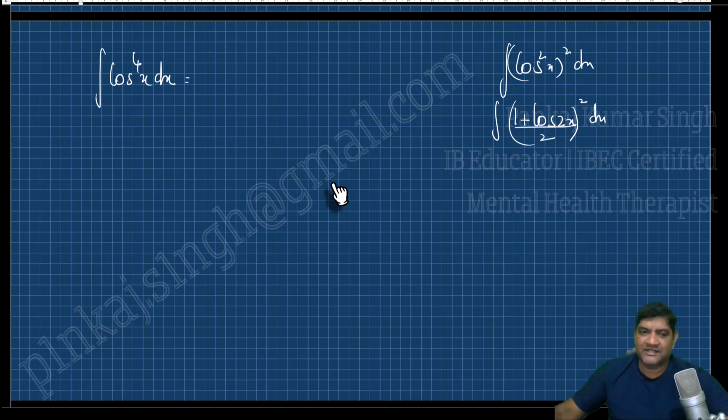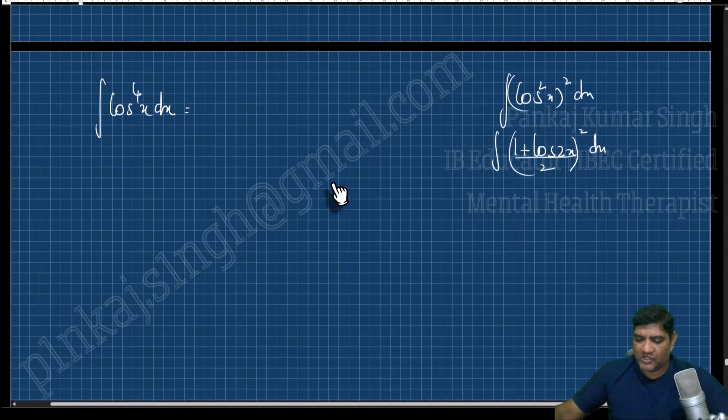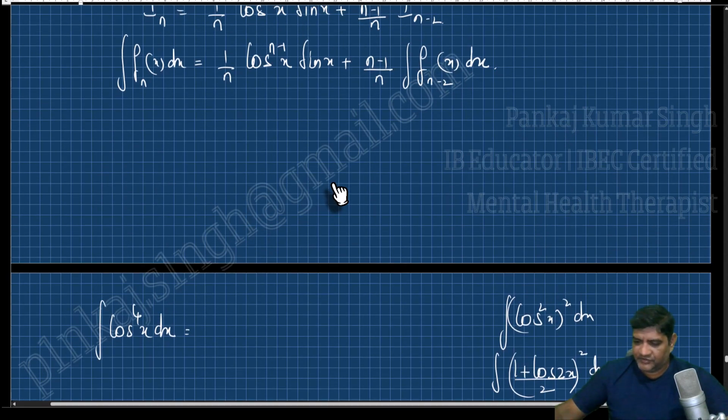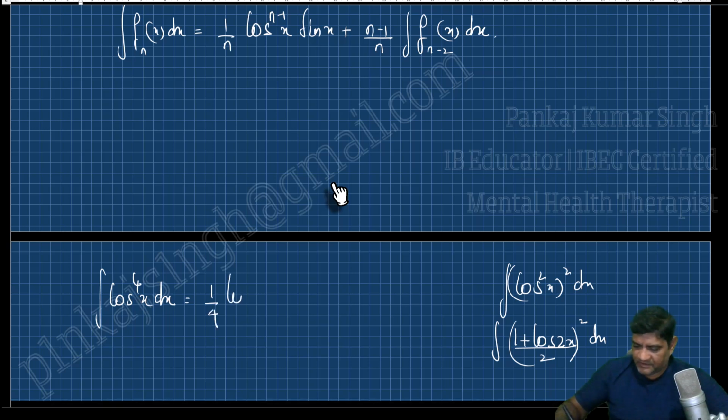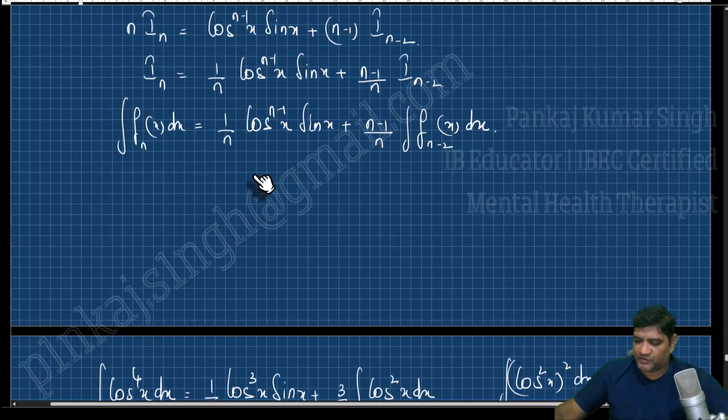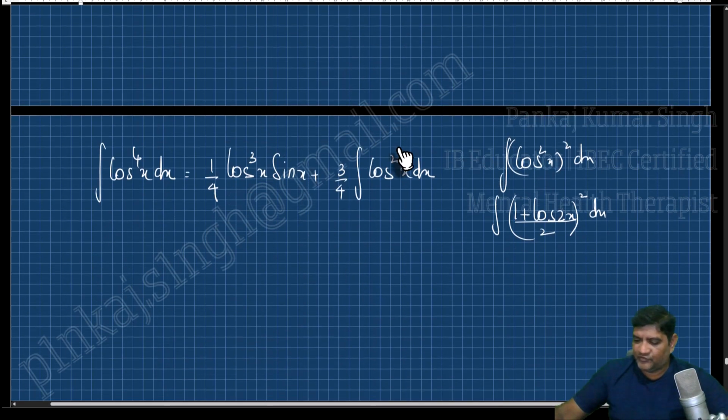The second way of doing it is to use the conclusion that we got here. So if I'm going by that, I can write this as 1 over 4 cos cube x sin x plus 4 minus 1, that is 3 over 4, times the integral of cos to the power of 2 x dx. I simply used whatever I got here, and this is what I ended up with.